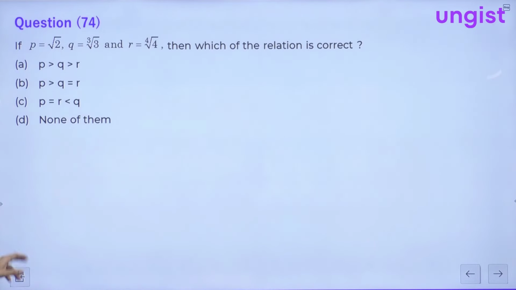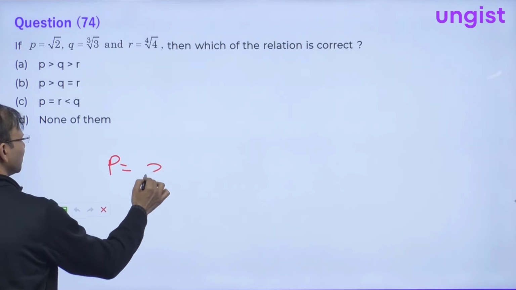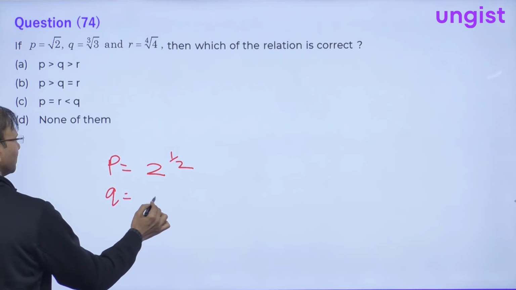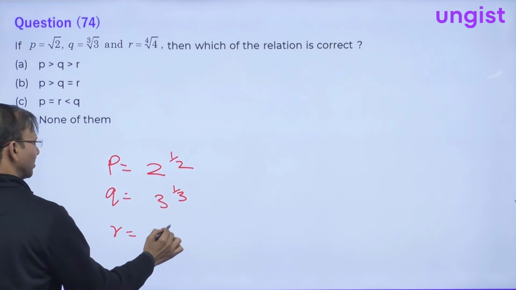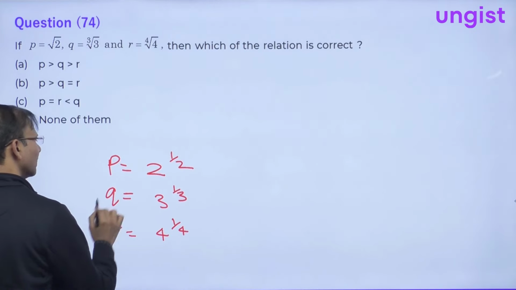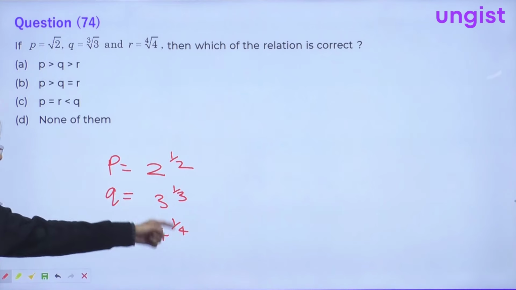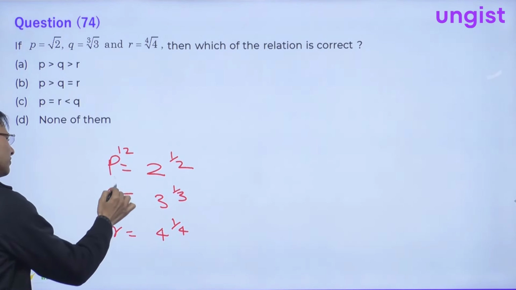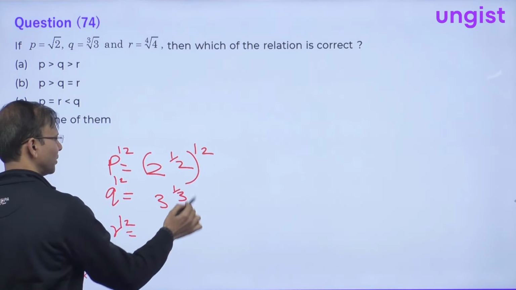See, check a little. Guys, P is equal to 2 to the power half. Q is equal to 3 to the power 1 by 3. R is equal to 4 to the power 1 by 4. Correct, guys? Now, friend, do one thing. What is the LCM of these three numbers, 2, 3, 4? 12. So let's take power 12 of all the numbers.